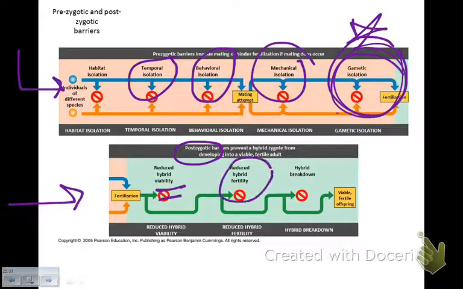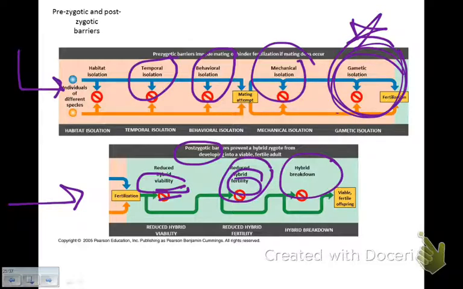Okay, reduced hybrid fertility. Reduced fertility. It's like a mule. It can't have a baby. Less fertilized or not fertilized. So this is less not living. This one's not fertilized. And then hybrid breakdown is where there is a baby, and it can reproduce, but maybe just once or twice. Like, it can't reproduce fully. It can't reproduce as many times as the other organisms if it was in the same species.